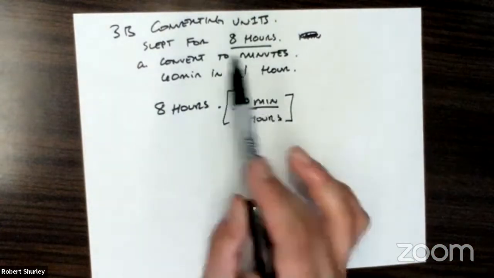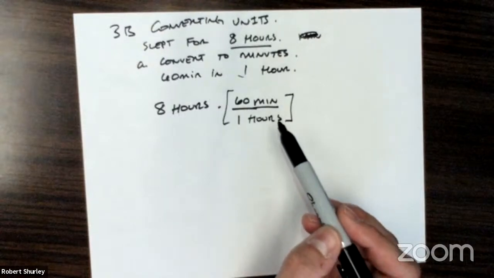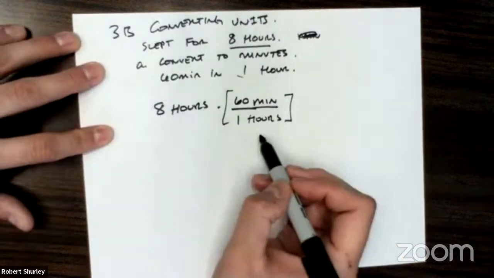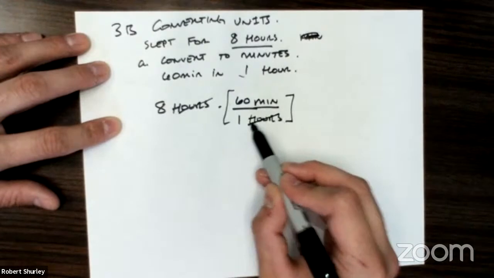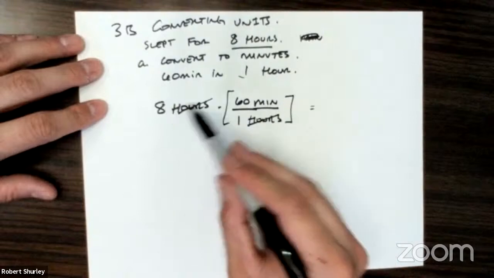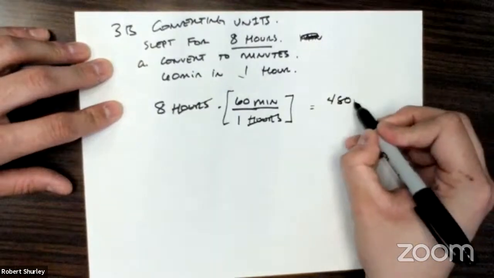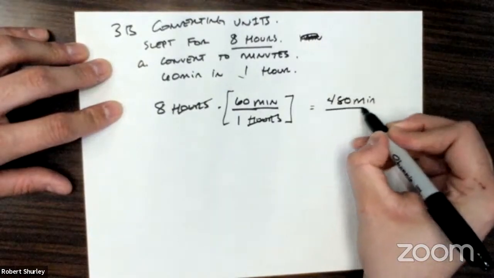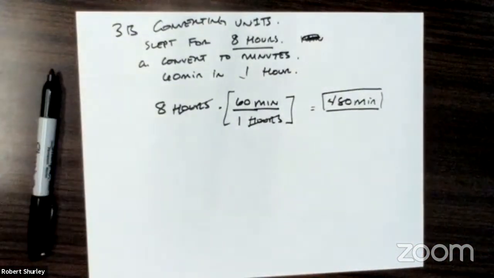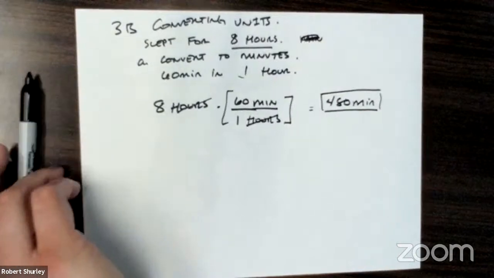So you're going to have what you start with. For us, it was 8 hours. And if we want to convert this, we would just put the unit we want to get rid of, hours, on the bottom. So when you multiply this through, the hours cancel, and you do 8 times 60 divided by 1. Well, divided by 1, you don't have to worry about it. So 8 times 60, which is 480 minutes. Okay, so if we slept for 8 hours one night, we actually slept for 480 minutes. Okay?